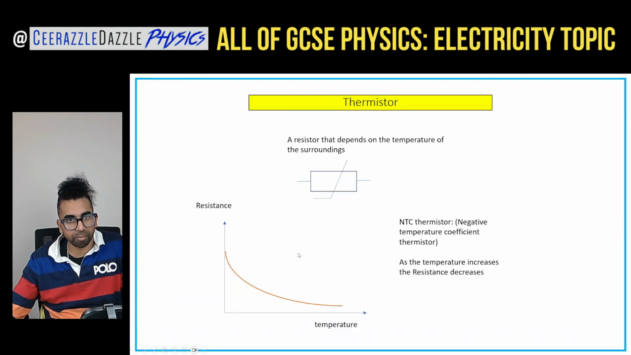Okay, so next thing: the thermistor. What is a thermistor? A thermistor is simply a resistor which depends upon the temperature of its surroundings. Think of the word thermistor, so thermal resistor. You get the following graph over here. You can see that as you increase the temperature, the resistance drops down. This is called a negative temperature coefficient thermistor. Why? Because it's going down. As the temperature increases, the resistance decreases.